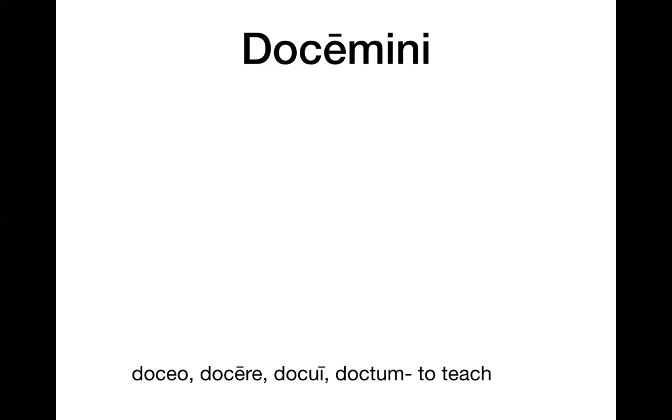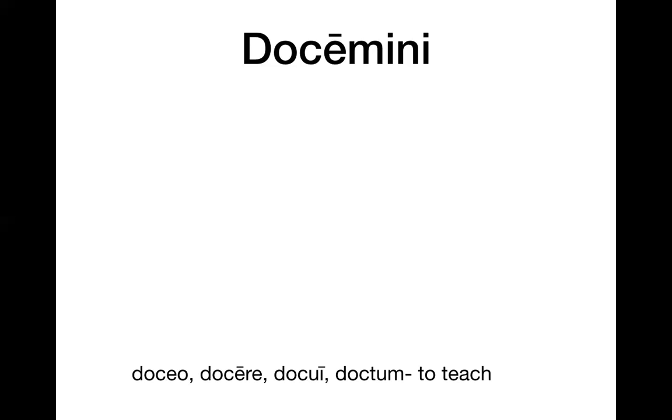Doceo, docere is to teach. So what would this translate to? If this verb means to teach, what would the second person plural be? Okay, what is our second person plural subject? You don't know? First person singular is I. Second singular is you. Third singular is it. First plural is we. And second plural is not you, but you all. So you all what? You all are taught.